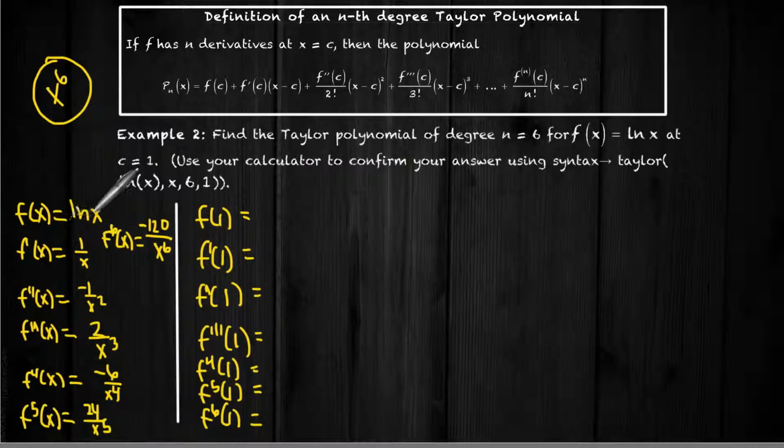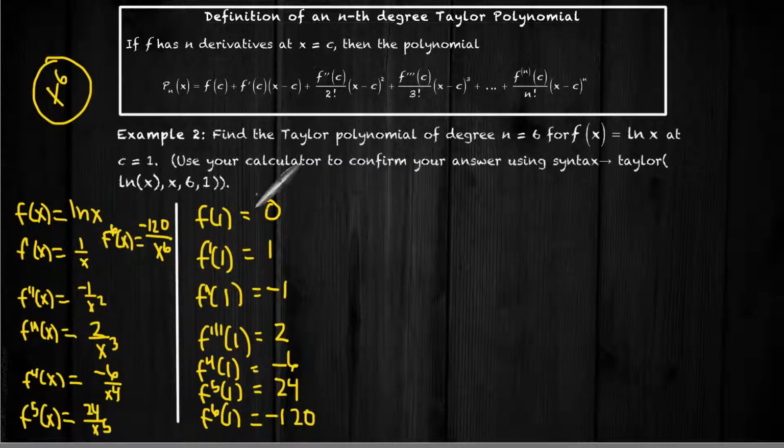So plug in 1 into the natural log. Natural log of 1 is 0. And then f prime of 1 goes here, so 1 over 1 is 1. f double prime of 1 is going to be negative 1 over 1 squared. That's going to be negative 1. And f triple prime of 1 is going to be 2 over 1, which is 2. And then the fourth derivative of 1 is negative 6. Our fifth derivative of 1 is 24. And our sixth derivative of 1 is negative 120.